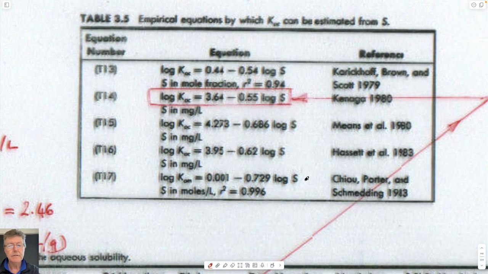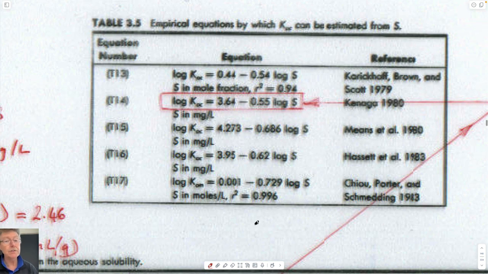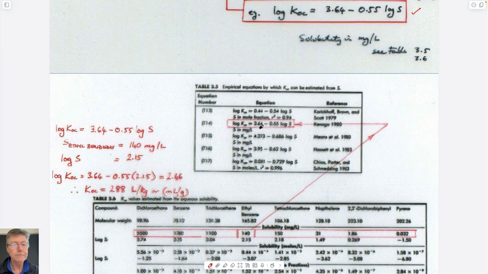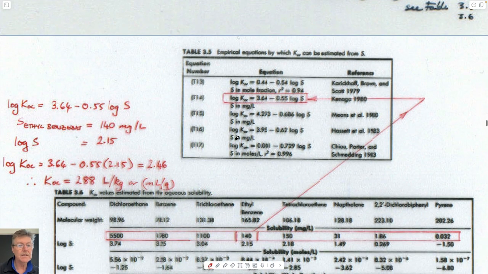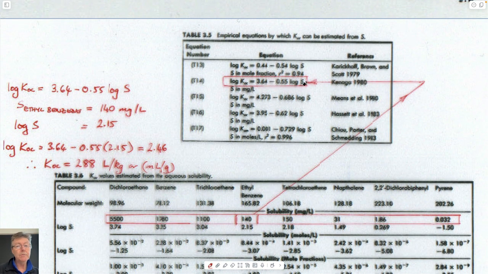There are a bunch of these correlations. The logarithm of the organic carbon partition coefficient is equal to some empirical law, which relates it to some number minus 0.55 times the log of the solubility. The solubility is the solubility of that compound in water. These are not non-dimensional equations, so they have to be in specific units. The units of solubility are mass of solute per unit volume of water.